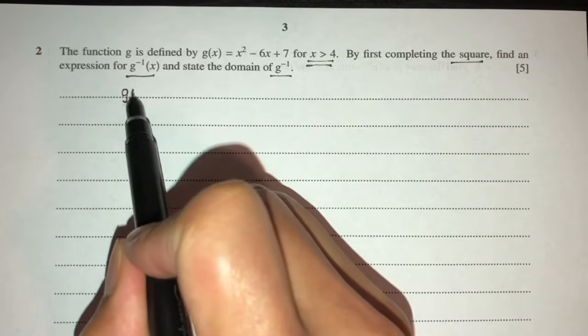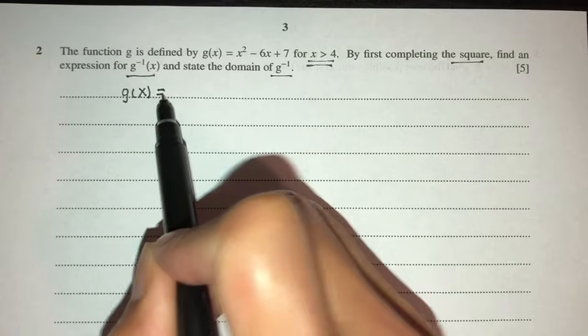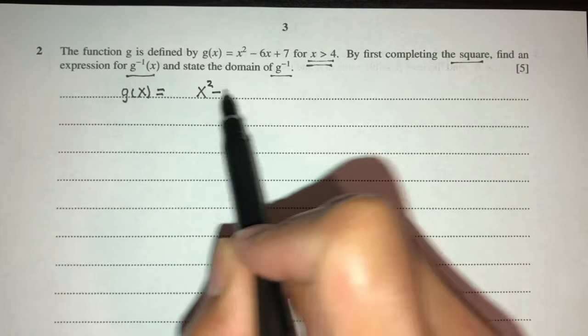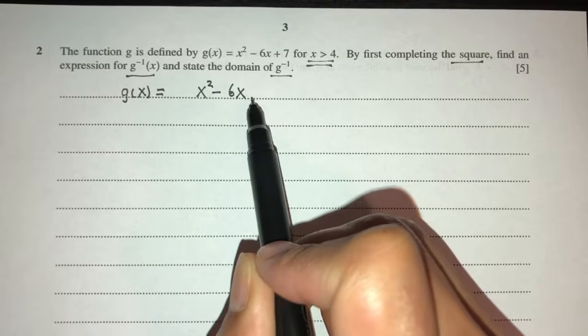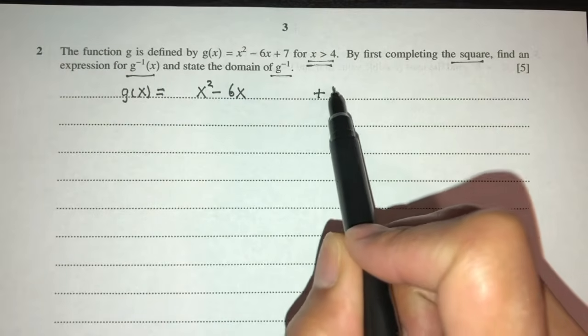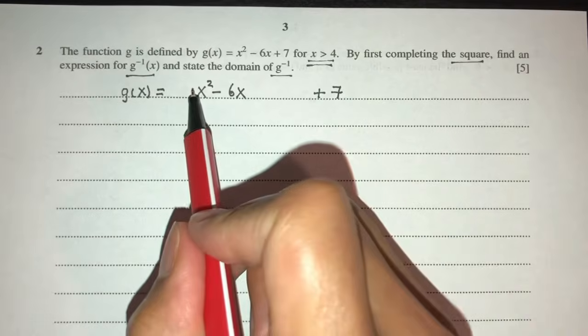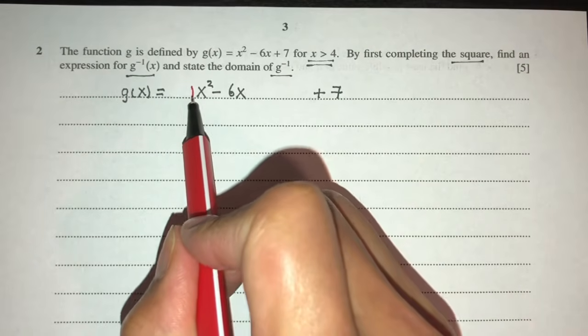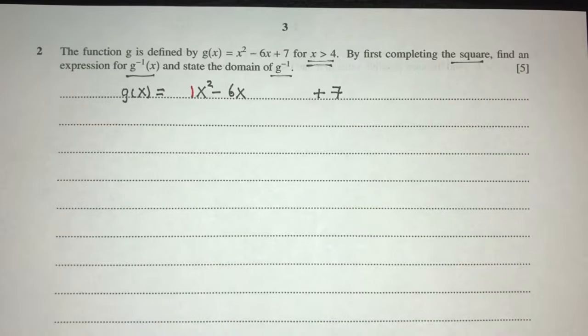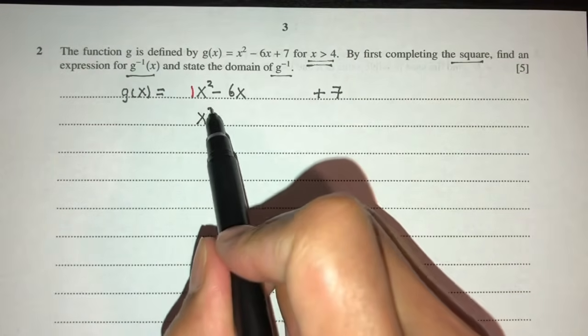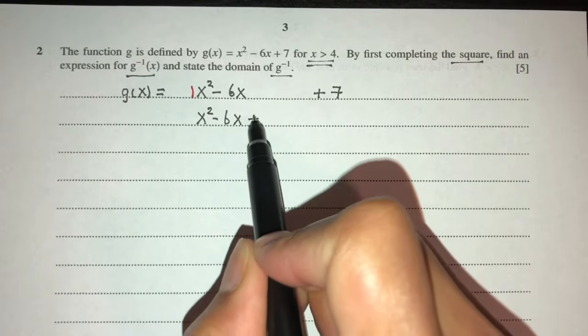So I like to write this down as g of x equal to x squared minus 6x, I like to leave some space, plus 7. So one thing I like to check is, we first check if the coefficient of x squared is 1. In this case it is 1. We can move to step 2. Step 2 is we have to add a number. So we have to add something here.